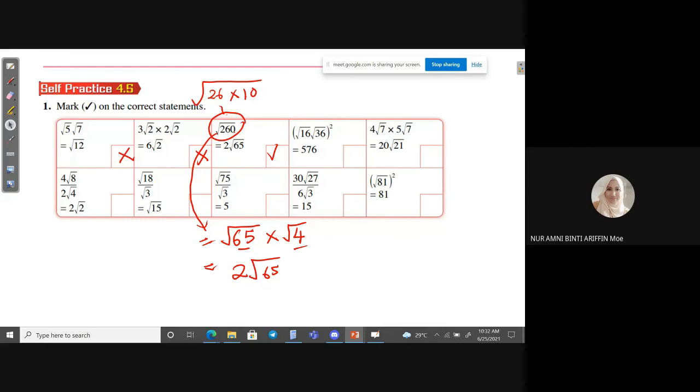So 2 means square root 4 lah. The square root of 4 becomes 2. Where do I get the square root of 4? Because 65 times 4 equals 260. So divide it. 260 divided by 65, you will get 4.